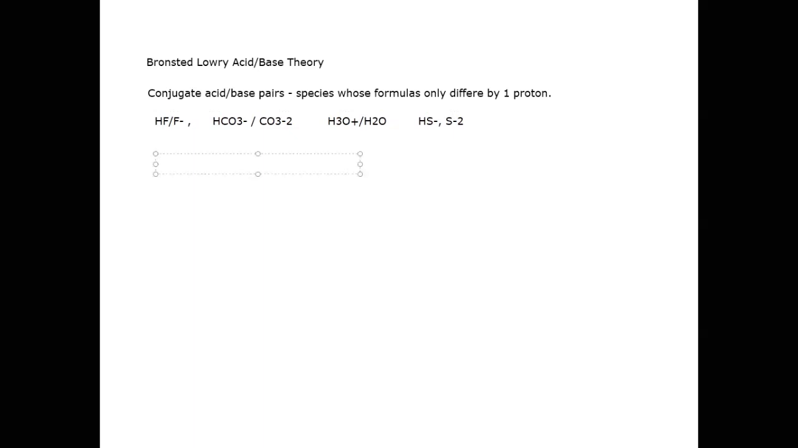And the reason this is important, for example, if we have HF plus NH3 yields F minus plus NH4 plus, and we don't know what the conjugate acid-base pairs are in this. So for example, HF is an acid because it donates a proton. NH3 is a base. And the reason I know NH3 is a base is because it's stronger as a base than HF. HF is a stronger acid than NH3.